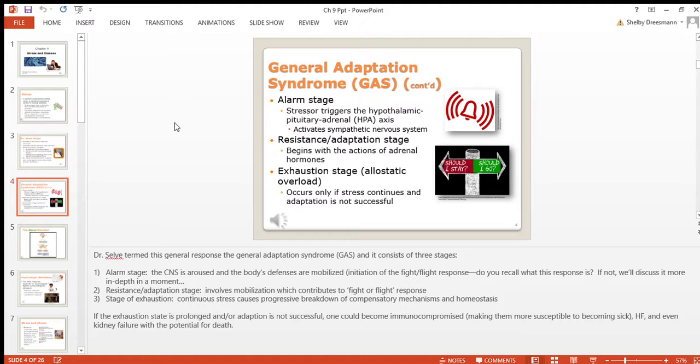The resistance and adaptation stage involves the mobilization which contributes to the fight or flight response, and the exhaustion stage is continuous stress that causes progressive breakdown of compensatory mechanisms and homeostasis. If you are in the exhaustion stage for too long and adaptation is not successful, one can become immunocompromised, making them more susceptible to being sick, heart failure, maybe even kidney failure, with the potential of death.